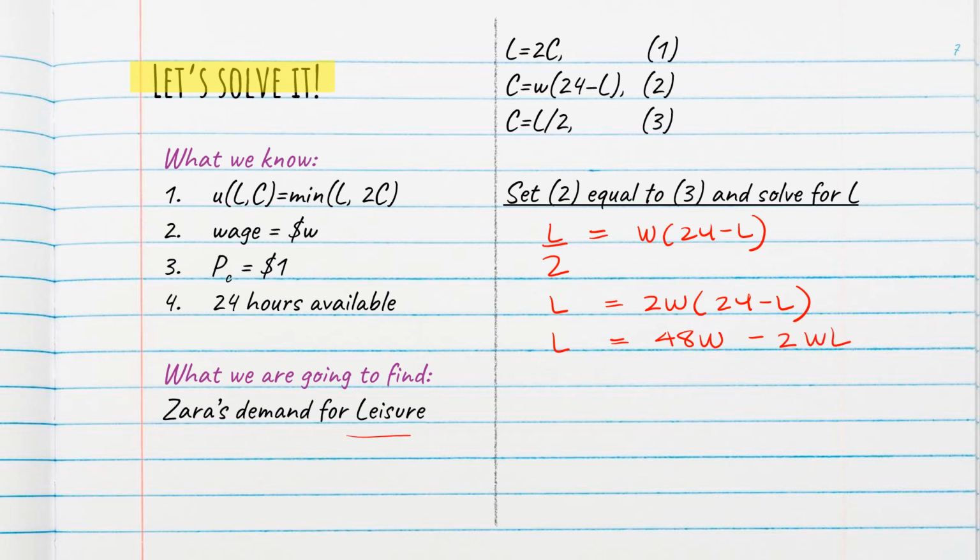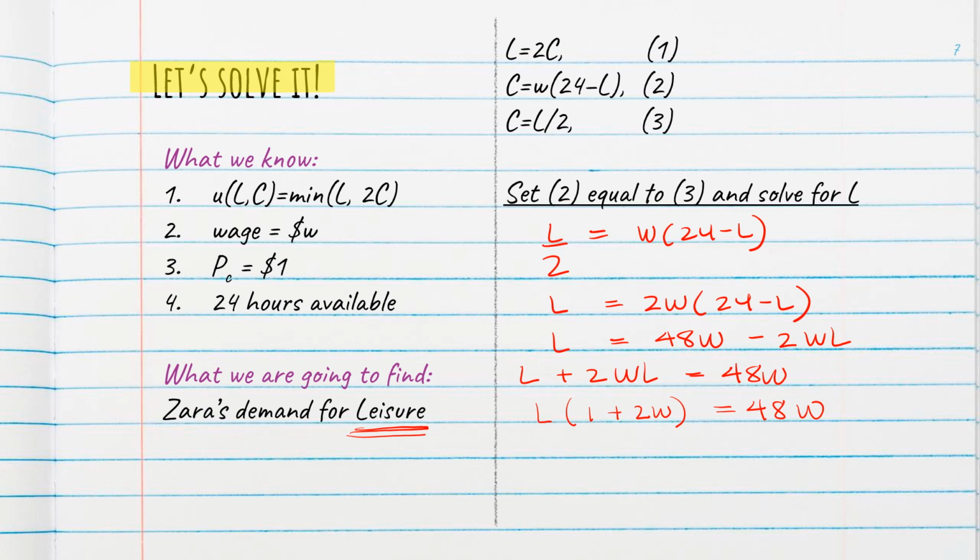I remind myself what I'm looking for, leisure, so I collect all my L terms on the left-hand side of the equation. So I have L plus 2WL is equal to 48W. I want to find L, so I have to use algebra here. I have to factor L out of the left-hand side because both terms have an L in them. When I do that, I get L times 1 plus 2W is equal to 48W.